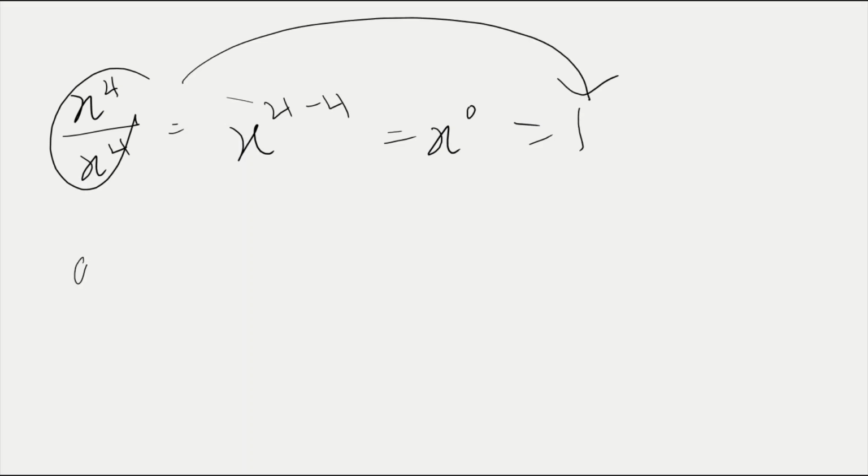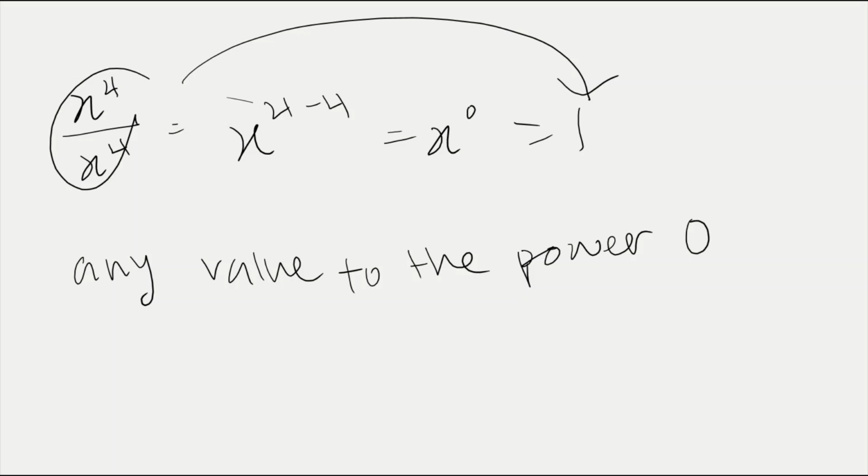So any value to the power of 0 equals 1. So x to the power of 0 equals 1.